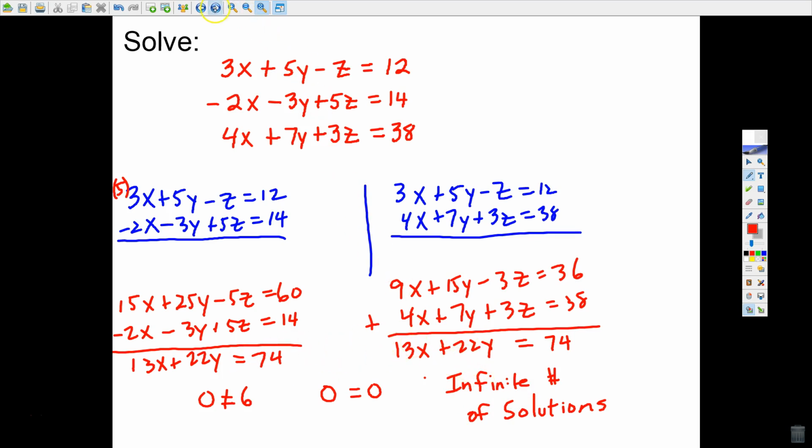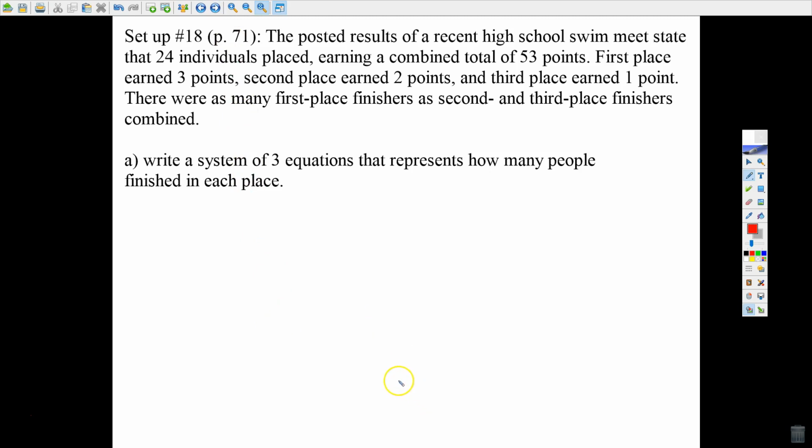Okay, so I wanted to get you set up on this word problem number 18, because it's problems like this that are, to me, more beneficial. It's good to know how to take a system that you're given and solve it, but it's even better to be able to set the system up yourself. So let's read through this. You have the posted results of a recent high school swim meet. Say that 24 individuals placed, earning a combined total of 53 points. First place had 3 points, second place 2, third place 1. There were as many first place finishers as second and third combined.